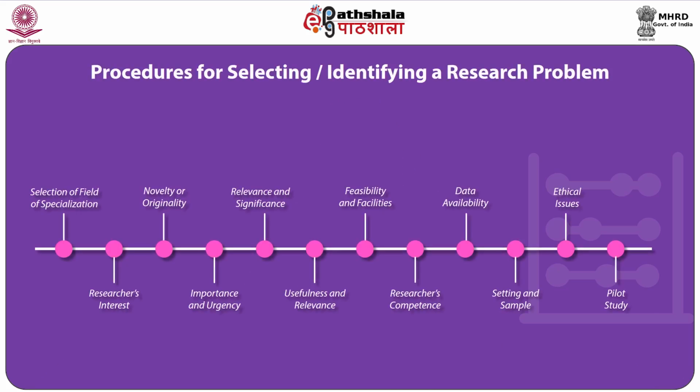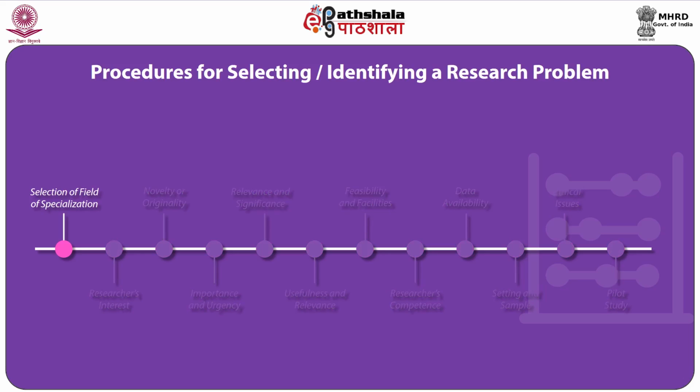Now, we will see what the procedures are for selecting and identifying a research problem. Selection of a field of specialization is the first step in this. For example, the researcher has to choose one or two interrelated specializations in which he or she is capable of pursuing or would like to gain experience to do research. In the field of population studies, the major fields of specialization include fertility, mortality, migration, maternal and child health, nuptiality, gender studies, population economics, aging, etc.